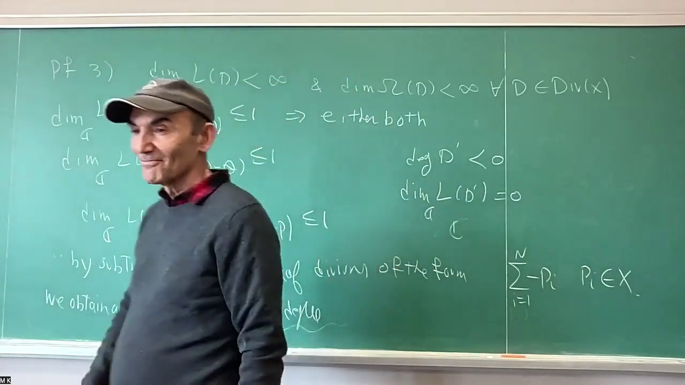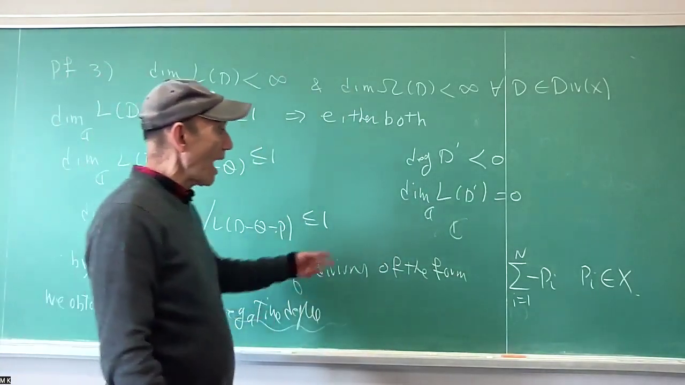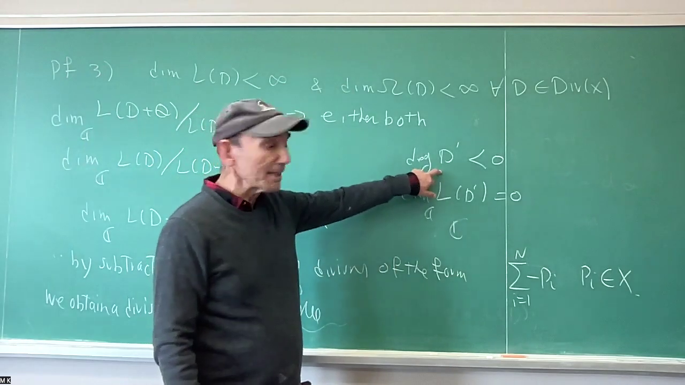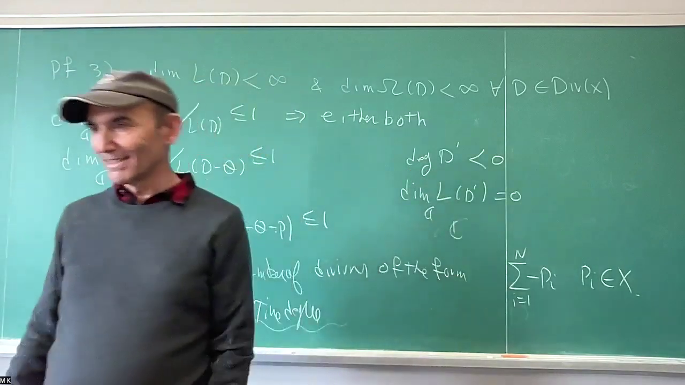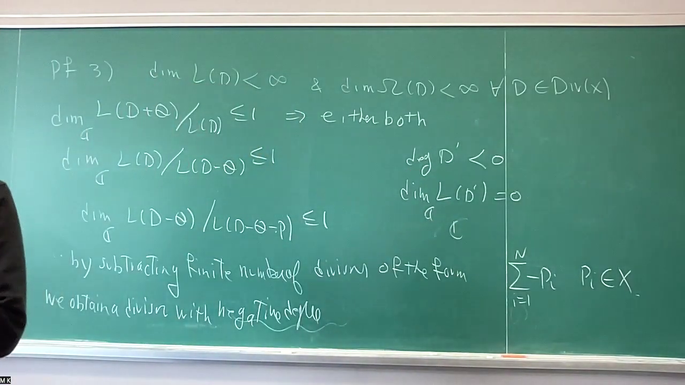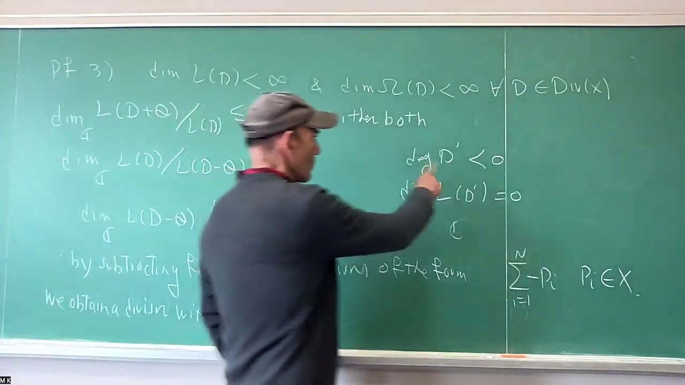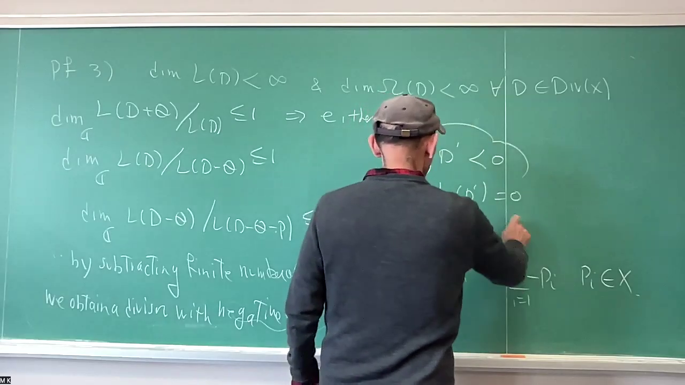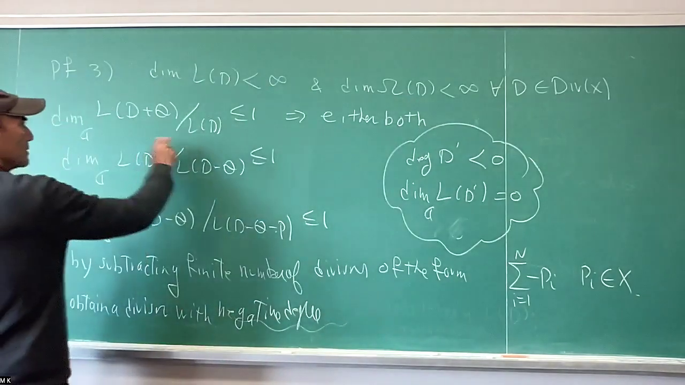Why? Because I proved the theorem that if you have a divisor whose degree is negative, then there are no meromorphic functions in L of D. So the argument is easy, but you have to know what you're doing. So you just go one by one, and that's it. So we use this fact, which is true in general, and this fact.